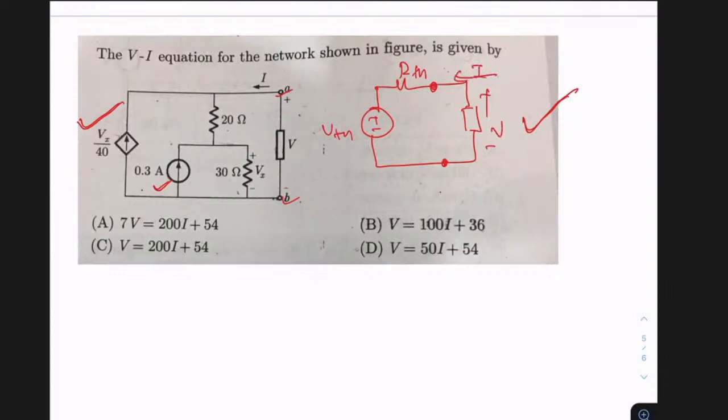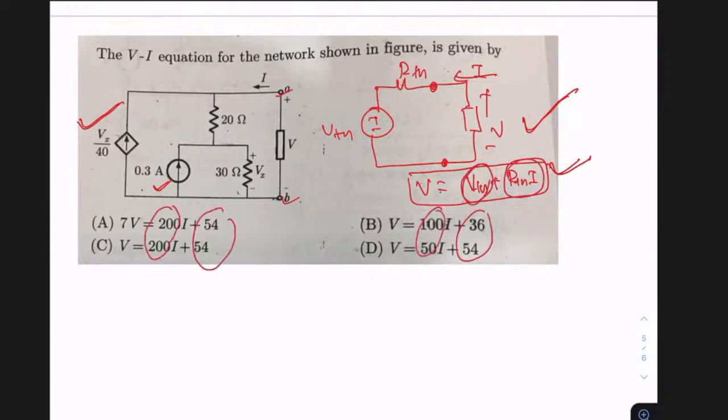If you observe this, V is equal to VTH plus RTH into I. If you write the KVL, V is equal to RTH into I plus VTH. So you get the values of VTH and RTH and substitute in these equations. If you see all the options, V is expressed as something multiplied with I plus a constant. So the constant term indicates VTH, and the term multiplied with I indicates the value of RTH.